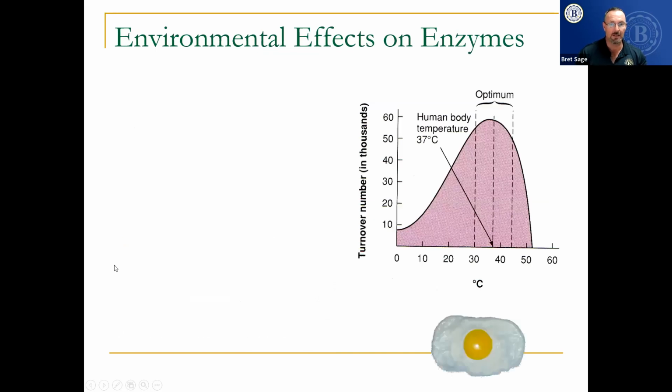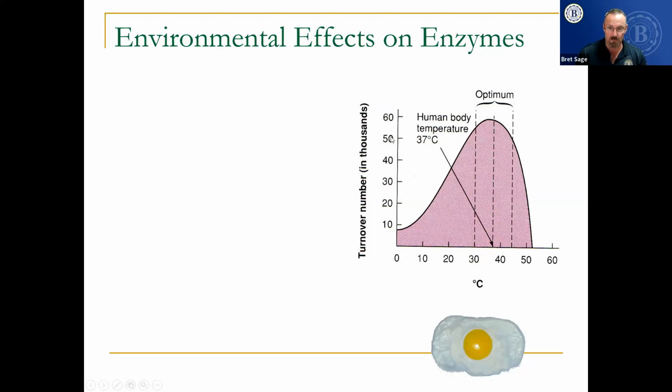Okay, so what effect does the environment have on enzymes? Well, first of all, let's take a look at this figure. What it's showing you is on the x-axis, which is left to right, temperature in degrees Celsius. Scientists use degrees Celsius. So human body temperature is 37 degrees Celsius or 98.6. Right there, that's 98.6, just shown with a different scale.